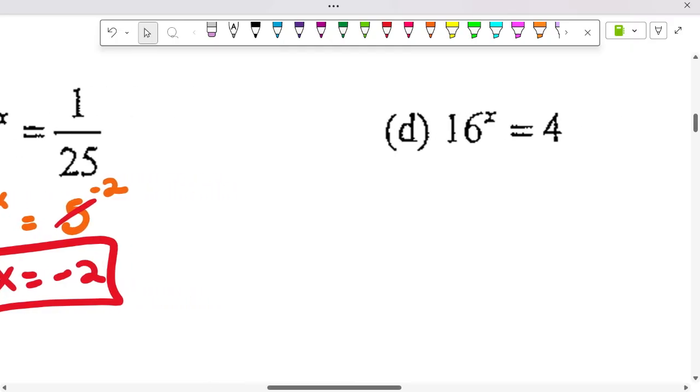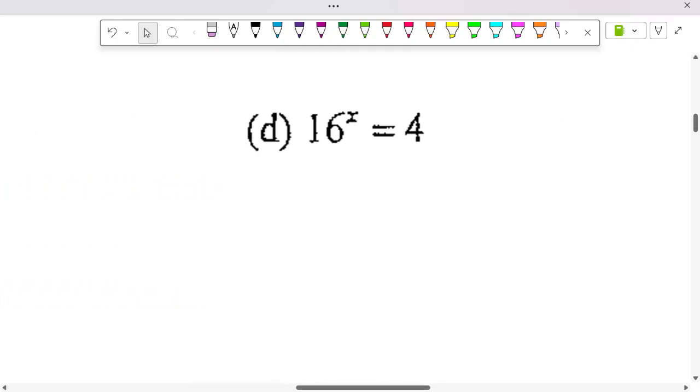Now, this last one we can do in 2 different ways. All right. So, if you were looking at this one, what do you think you would use for your base? What number do you think your base would be? Just what do you think? There's actually 3 bases that would work for this. But what do you think? What's the one that comes to mind?